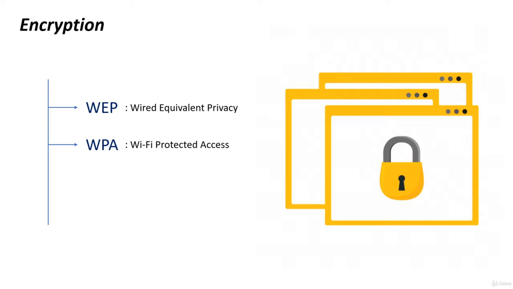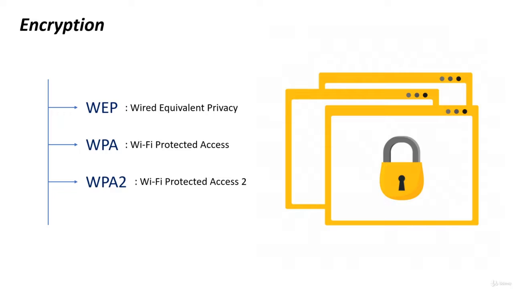Then we have WPA, which is Wi-Fi Protected Access, and the advanced version of this, WPA2, which is Wi-Fi Protected Access 2. All three protocols have their own encryption methods, each better than the previous one. If you talk about WEP, it uses the RC4 algorithm for encrypting data packets. If we talk about WPA, it uses TKIP encryption based on WEP.